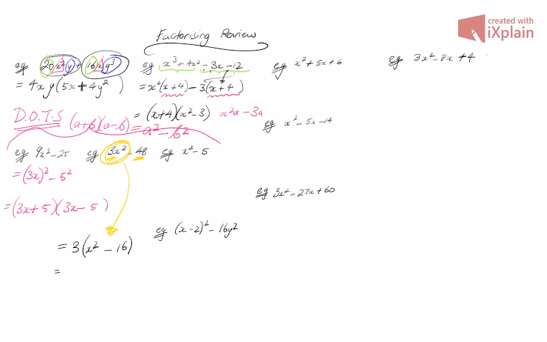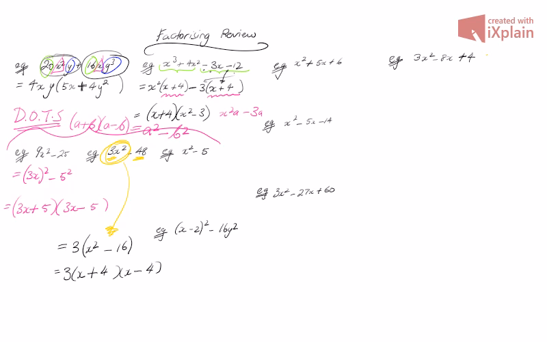Now 16 is a square, so we have a square minus a square. The 3 has to stay out the front. We can't do anything with that. So we have a square minus a square. So we go first term, second term, one gets a plus and one gets a minus.